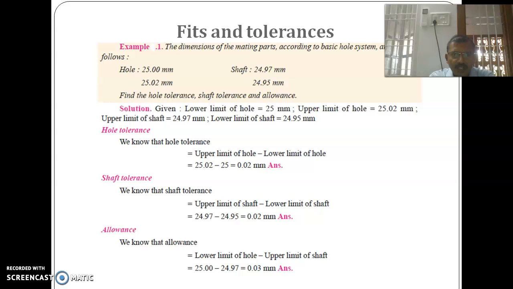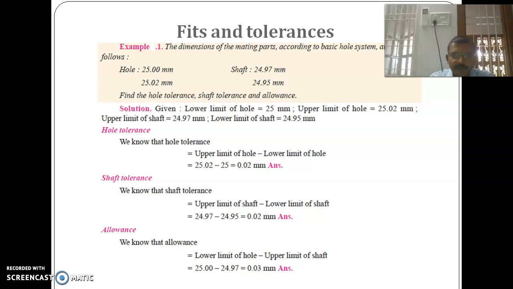Now we find the hole tolerance. Hole tolerance is the maximum size of the hole minus the minimum size of the hole. 25.02 minus 25.00 is the hole tolerance, which is equal to 0.02 mm. And the shaft tolerance is the maximum size of the shaft minus the minimum size of the shaft. 24.97 minus 24.95 is equal to 0.02 mm, which is the shaft tolerance.